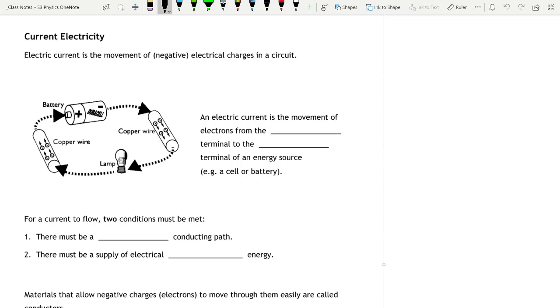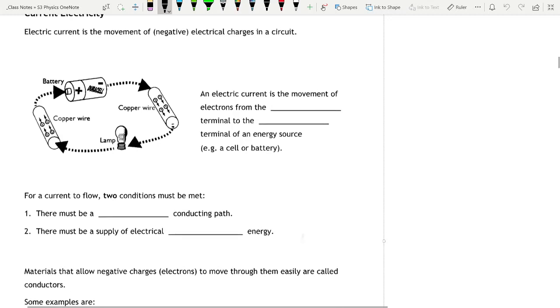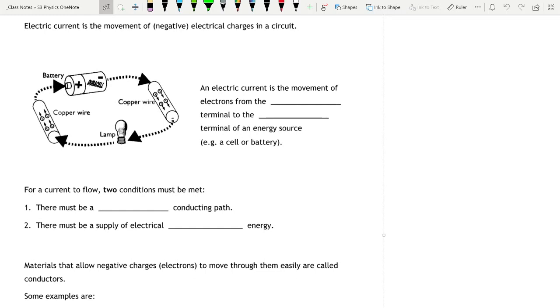You have something in the circuit. Usually we look at lamps because they're quite easy to use, connected back up to the other side of the battery. So the battery provides the energy for those electrons to move, and the current is that flow of the electrons around the circuit. Okay. So an electric current is the movement of electrons.